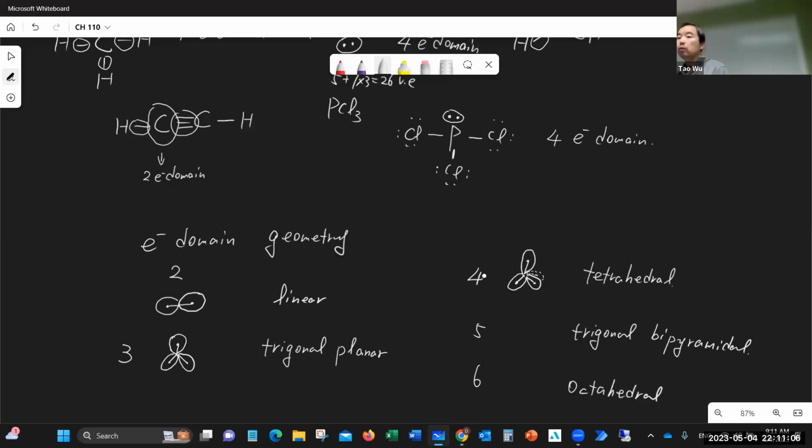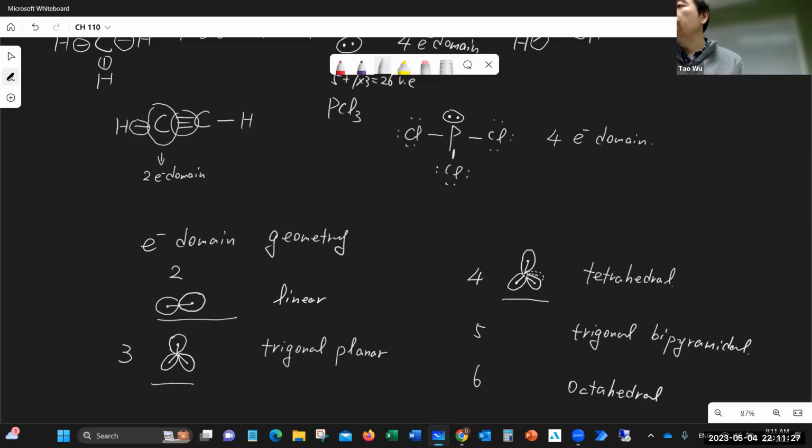So generally, you have 5 different kinds of electron domain geometry shown over here. But I'm going to focus on the first, the third, and the fourth ones. I don't emphasize the 5 and 6. As long as you remember 2, 3, 4, that's going to be great.